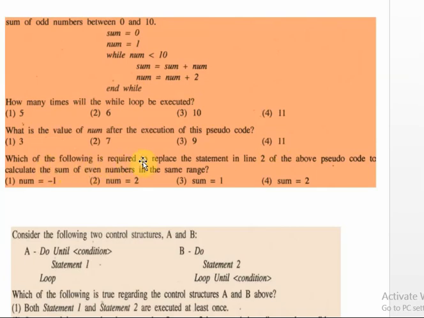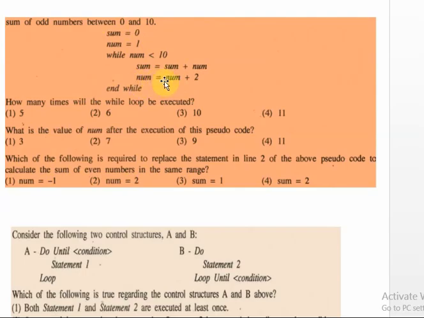Which of the following is required to replace the statement in line 2, in line 2 of the above pseudocode, to calculate the sum of even numbers in the same range? Now you know even numbers mean what? 2, 4, 6, 8 likewise, right. So here if you make num is equal to 1, definitely it is not going to actually take the even range, right.